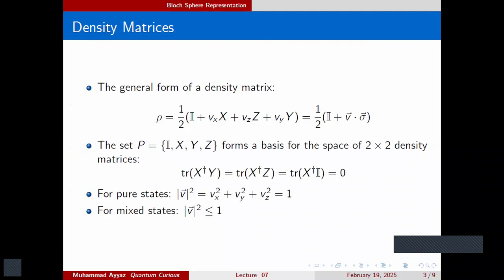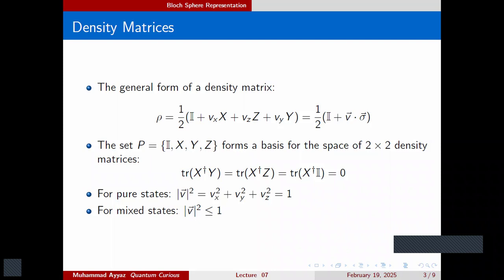So let's start with the Bloch sphere representation. We know that we can very easily represent a single qubit state on the Bloch sphere with the help of the Bloch vector. It is a very good way to visualize a given quantum state and the operations that we could perform on it.